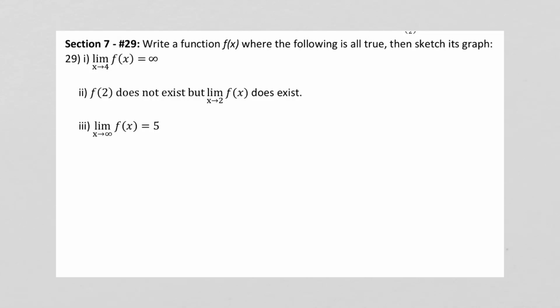a vertical asymptote shooting us off to infinity, but the multiplicity on that asymptote has to be even so that the tails are both going together up to positive infinity. So I need a factor of x minus 4 in the bottom squared, shooting us up to positive infinity.